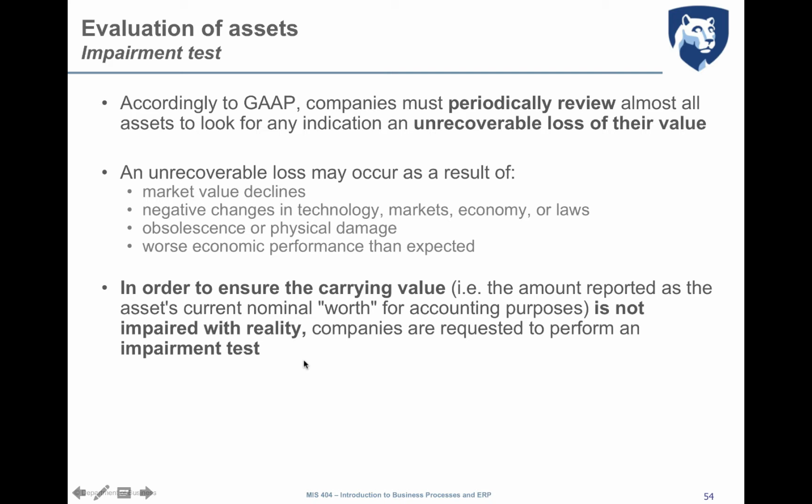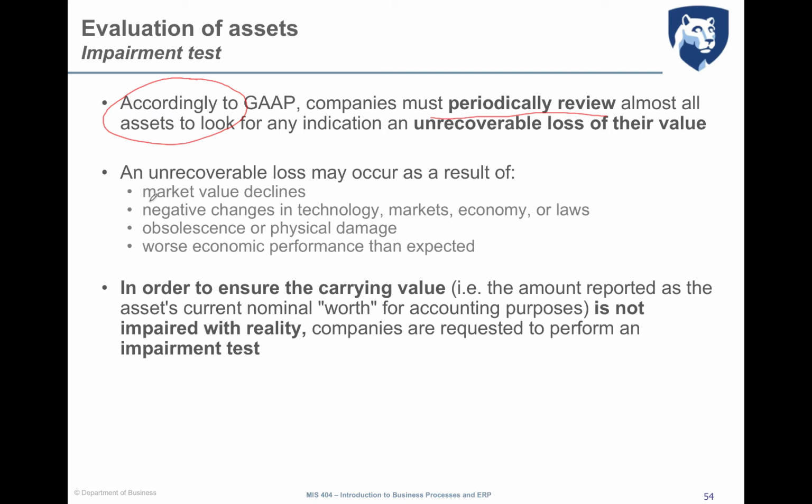Finally, when we deal with the value in use, we include what we call the impairment test. The impairment test is that test which enables companies to identify if an asset has lost some of its value, as companies must periodically review almost all of their assets to look for an indication that some loss of their value has been experienced.